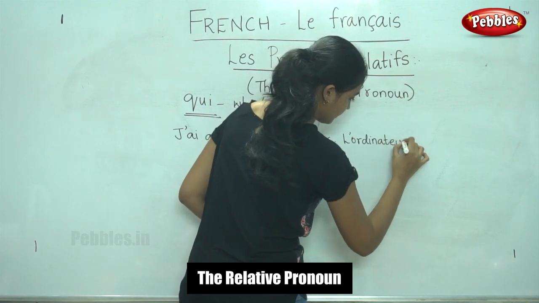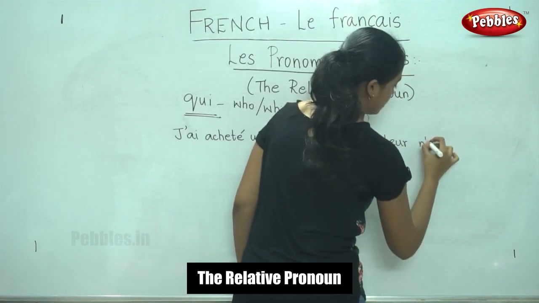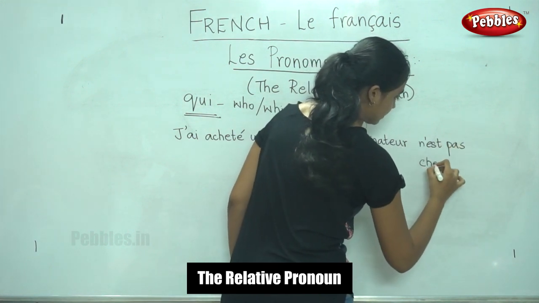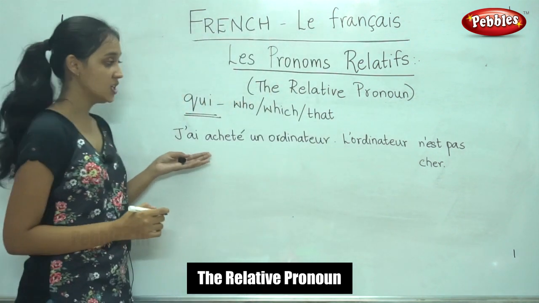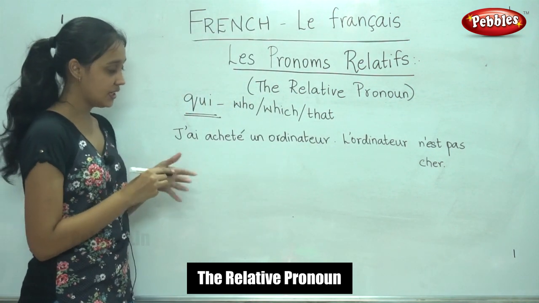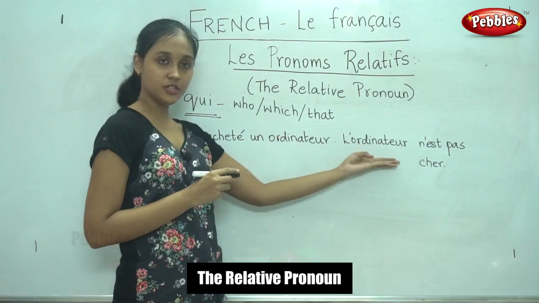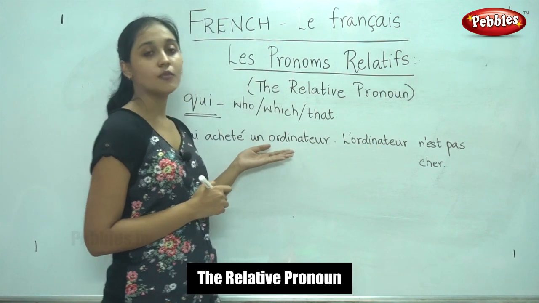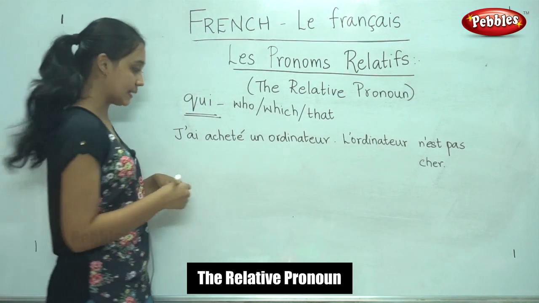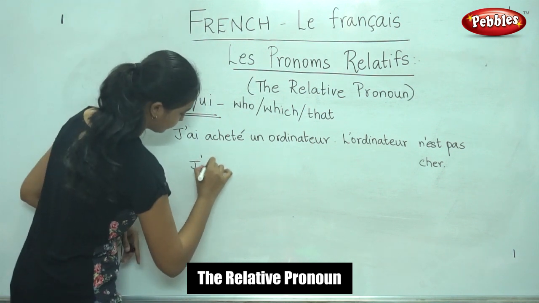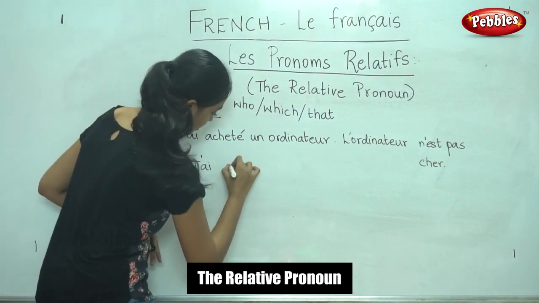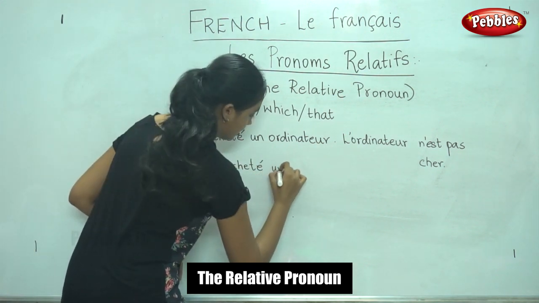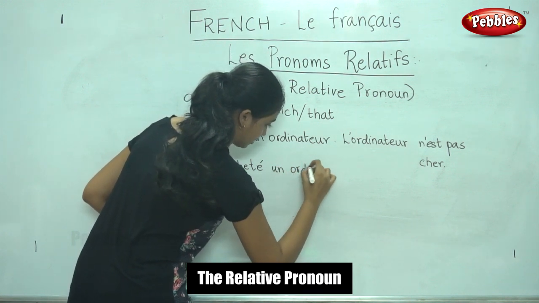The computer is not costly. Okay? N'est pas cher. Now you see the use of the word ordinateur again. So when we join these two sentences, we want to avoid using the same word again. So what would we write? J'ai acheté un ordinateur.